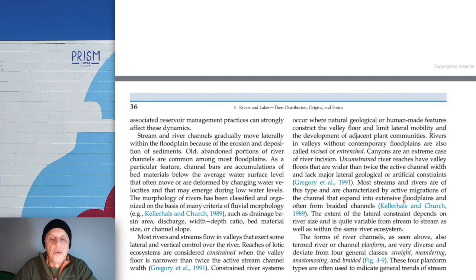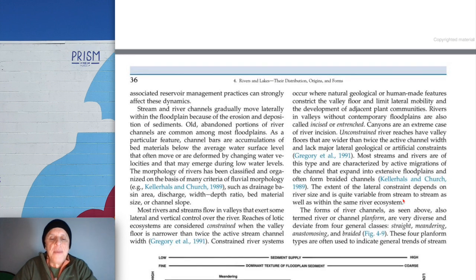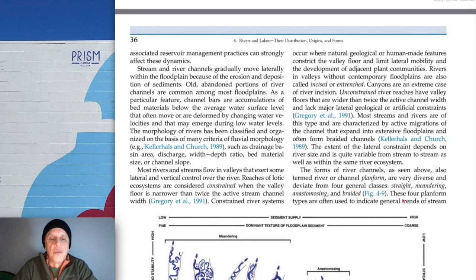Stream and river channels gradually move laterally within the floodplain because of the erosion and deposition of the sediment. Old, abandoned portions of river channels are common among most floodplains. As a particular feature, channel bars are accumulations of bed materials below the average water surface level that often move or are deformed by changing water velocities and that may emerge during low water levels.